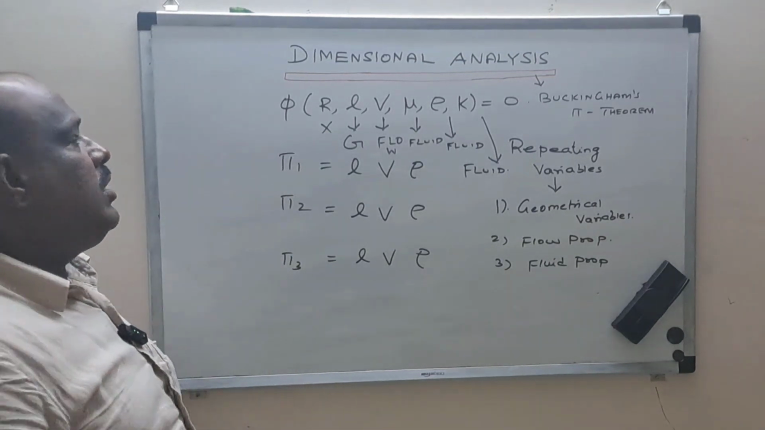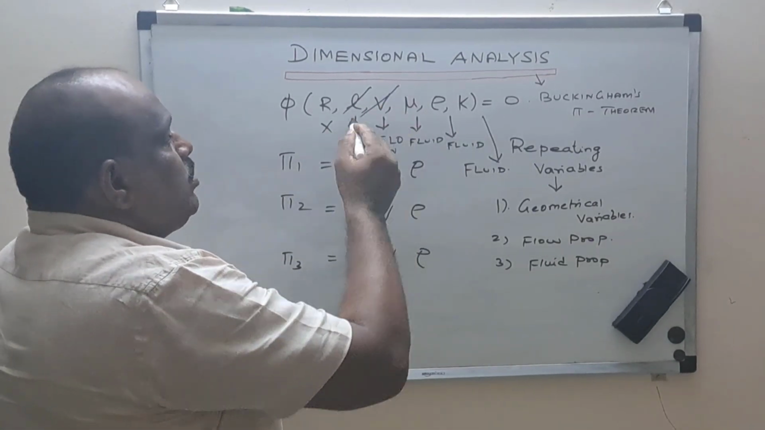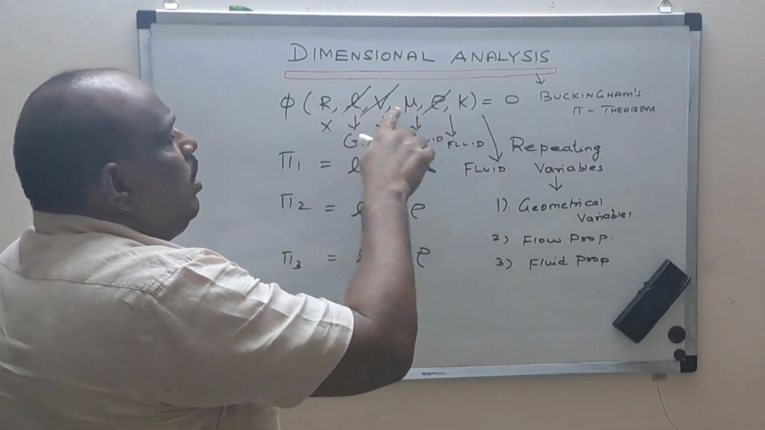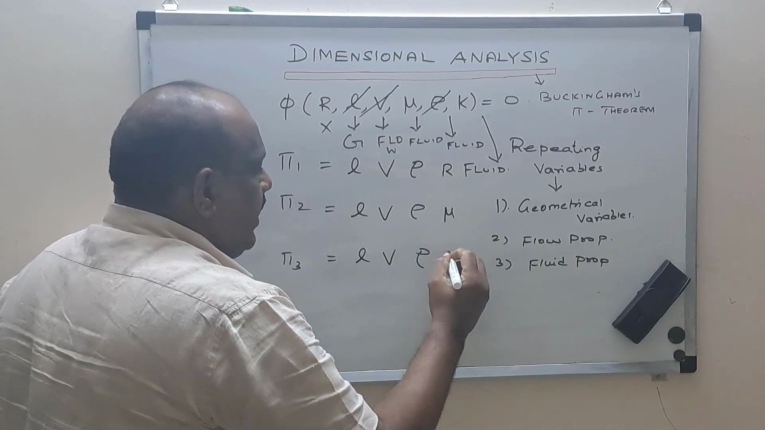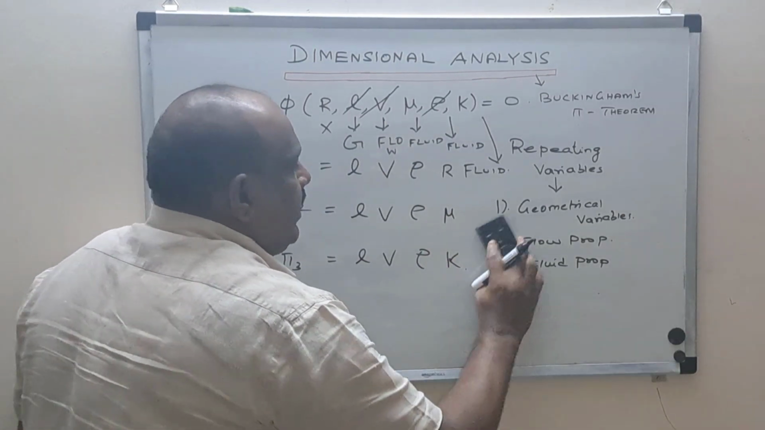So what about the other three terms? Now L is over, V is over, rho is over. Now what are the other terms? R, mu and K. So we can write this R, mu and K. So we have formed the three pi terms.